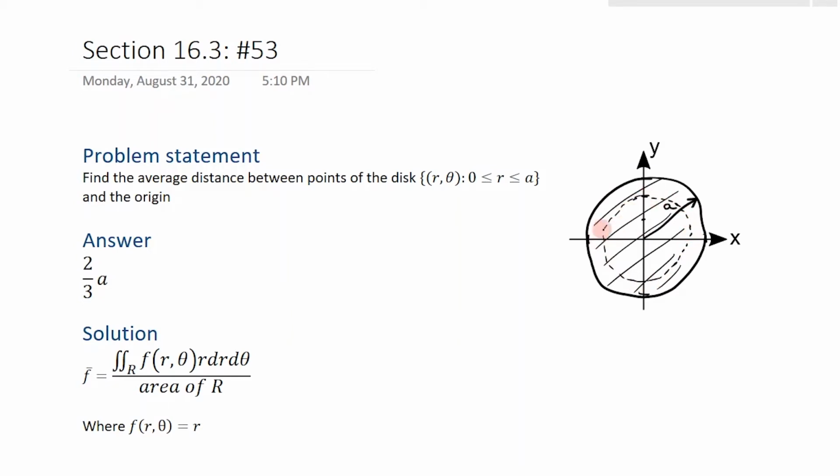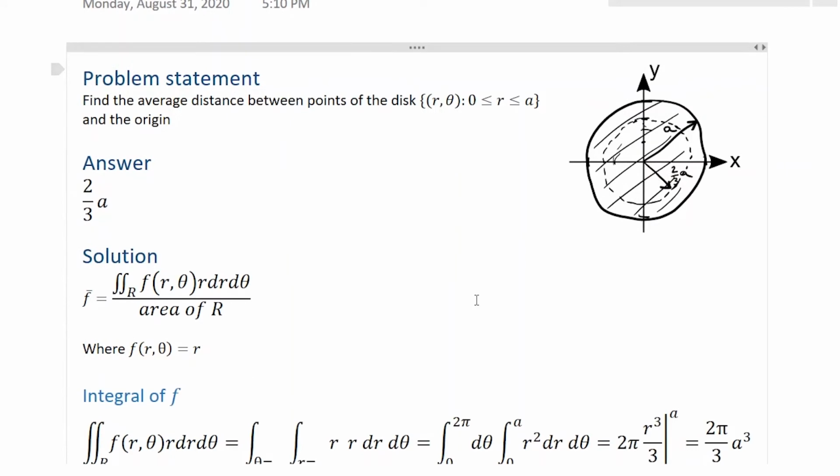And this does make sense. For example, it's larger than half because we have more points, more area that has distance from the origin greater than 1/2 of a. That's why it makes the average a little bit larger than 1/2. So this is the average, which is equal to 2/3 of a. Let's see if this is the correct answer.